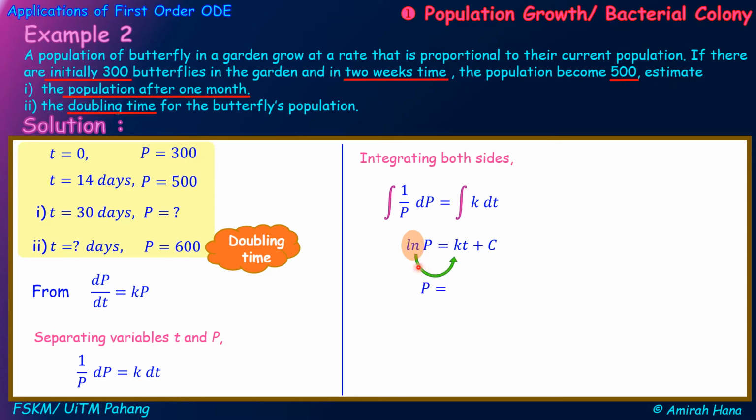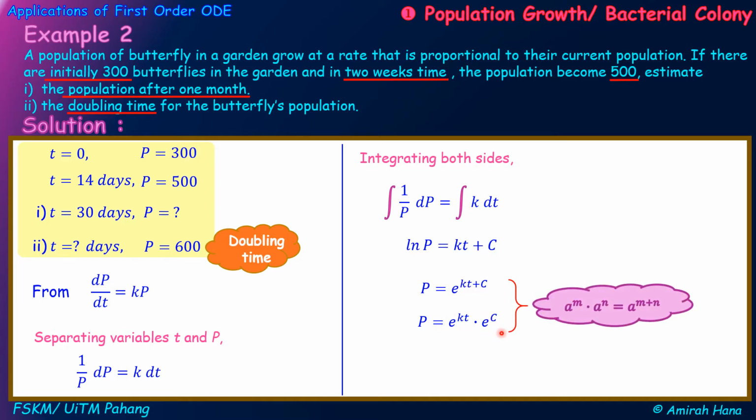Now we need to write p as the subject. So we move ln to the right hand side, and we get p equals e to the power of kt plus c, with base e. Or we can write p equals e to the power of kt times e to the power of c. We split using the properties of indices: a to the power of m times a to the power of n equals a to the power of m plus n. So from here, we reverse this formula. That's why we get this.